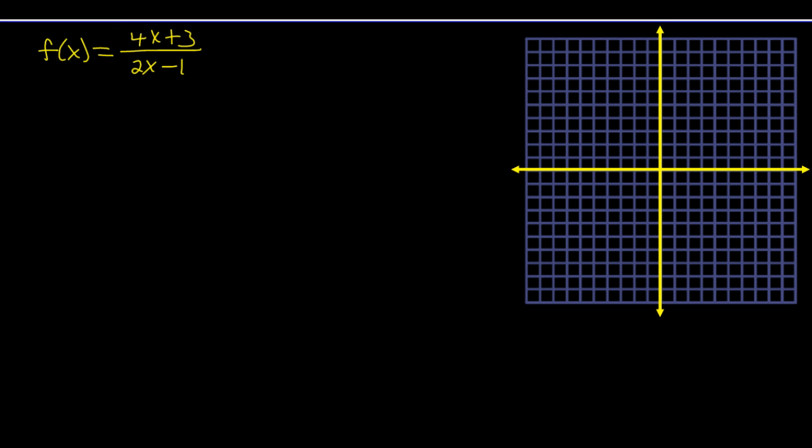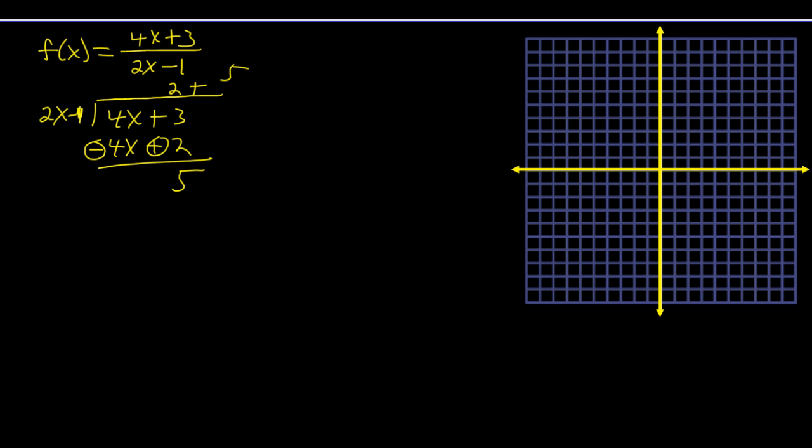Pretty easy. This one is a little bit more complicated, but it's really not too bad if you'll stop and think about it. My 2x minus 1 divided into my 4x plus 3. 2x goes into 4x 2 times. 2 times 2x is 4x. 2 times negative 1 is negative 2. When I subtract, it ends up giving me 5. So I have 5 over 2x minus 1. So my f of x is going to be 5 over (2x minus 1) plus 2.